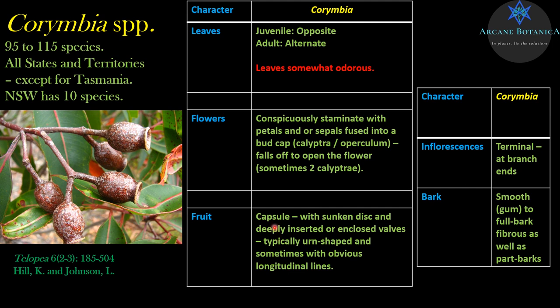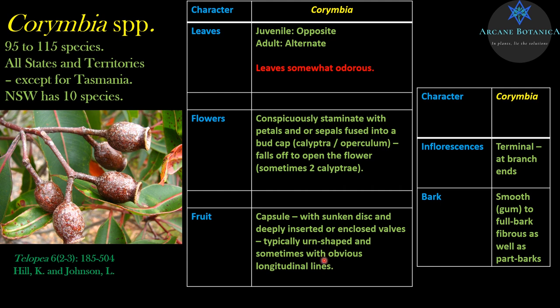Still got the same deal here. The capsule has a sunken disc and deeply inserted or enclosed valves, and everyone seems to agree on that. The valves are well and truly down in there, never sticking out, and the seeds are down there and they'll pop out, nicely protected in these woody capsules. They've got this typical sort of urn shape a lot of the time. You'd call it maybe, I don't know, you'd know better than me, an old-fashioned Egyptian urn or Greek urn or something like that. Something a potter would make, perhaps. It really mimics those sort of pottery artifacts that are made by humans. It's just that beautiful urn shape.